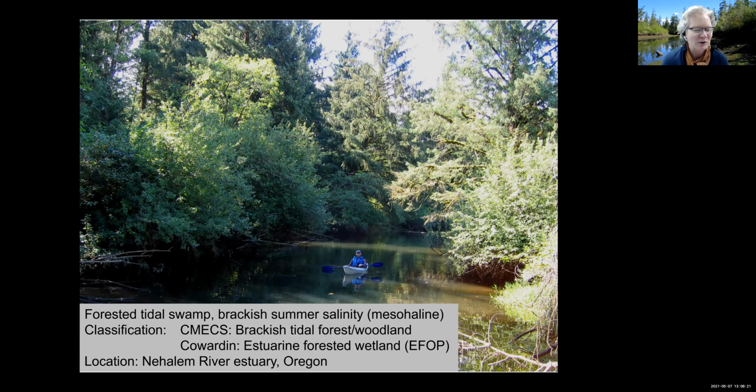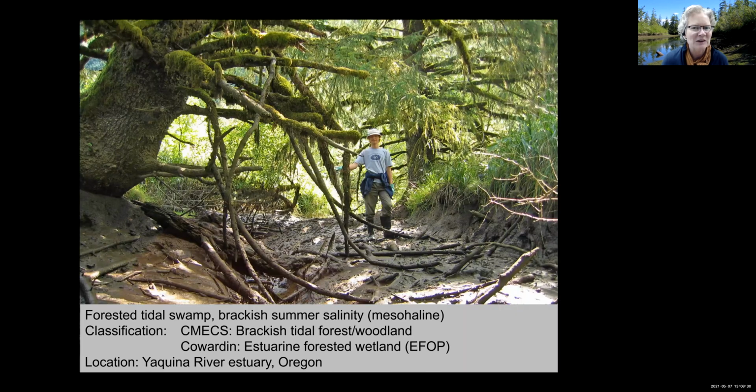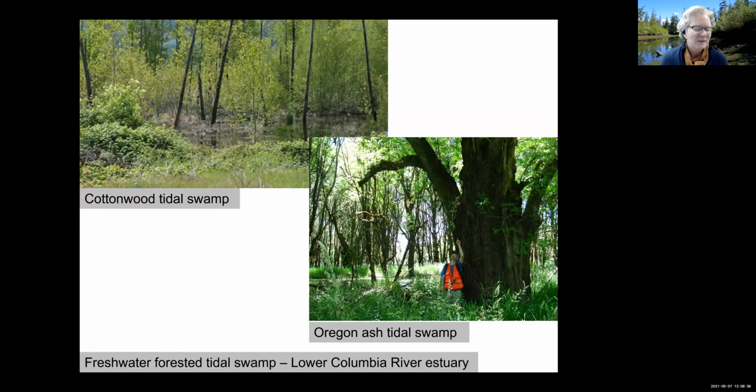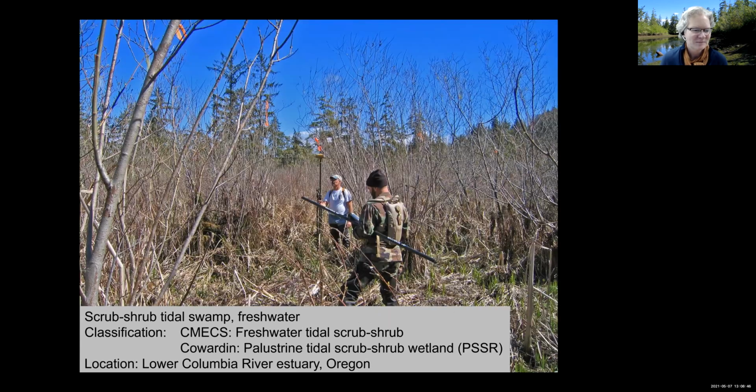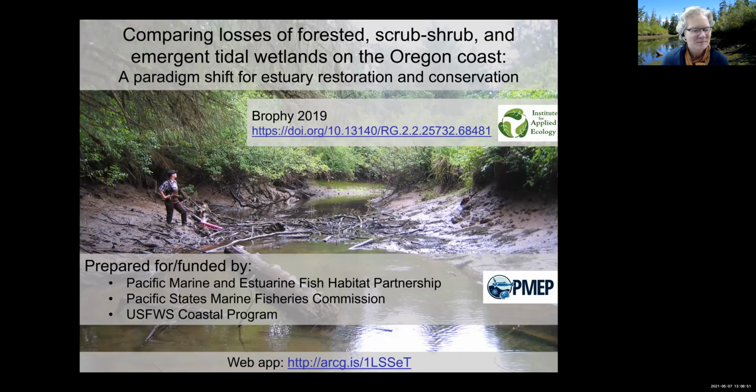So I'm just going to show you a few pictures of examples from different estuaries in Oregon. This is the Nehalem, and these are brackish wetlands, by the way, actually edging into the mesohaline during the late summer. Forested tidal swamp in the Alsea. A couple of freshwater systems in the Columbia, freshwater forested tidal wetlands. Brackish shrub wetland in the Siuslaw estuary. Here's one in the Columbia River estuary.